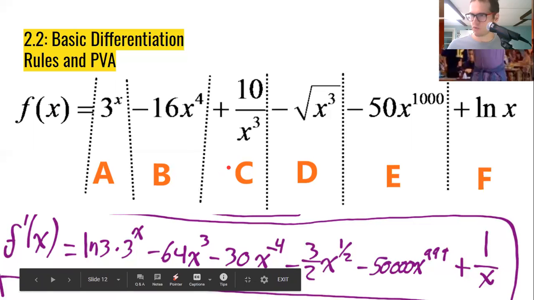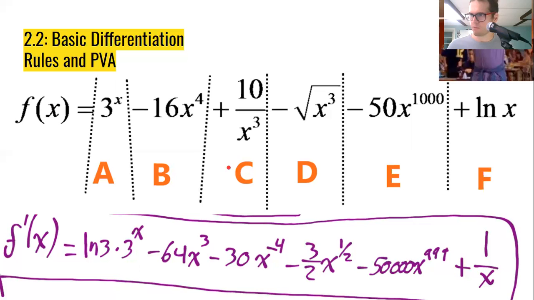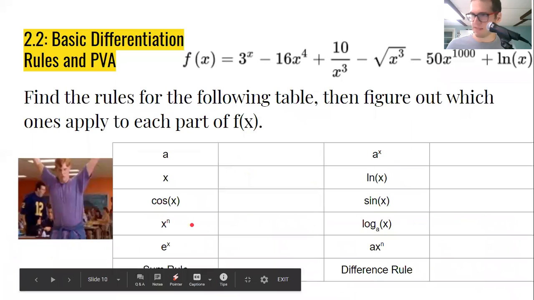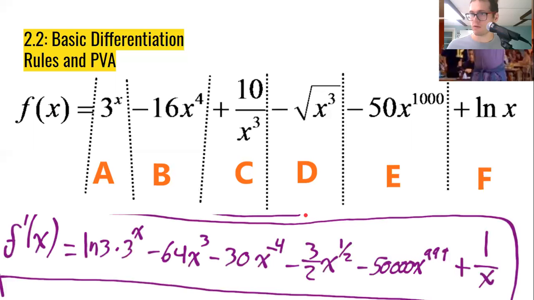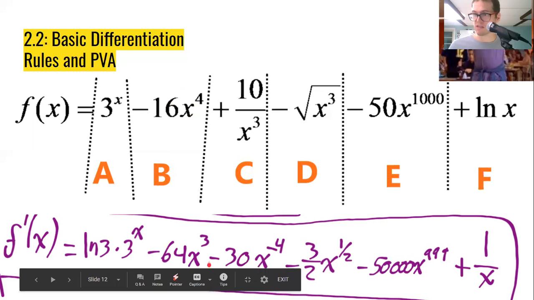If you go back to this one, sorry. B, C, D, and E are all either x to the n or a times x to the n. We're using that on all of them, literally that. So the derivative of x to the fourth is 4x to the third. But then there's also negative 16 in front. So negative 16 times 4 gives me negative 64 x to the third. Boom, there it is.